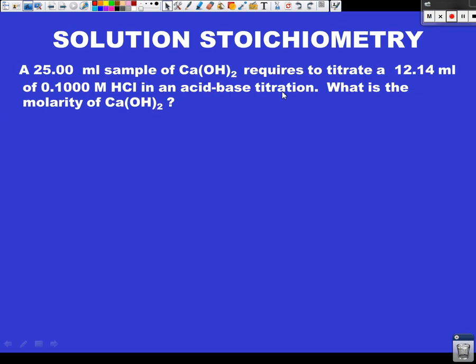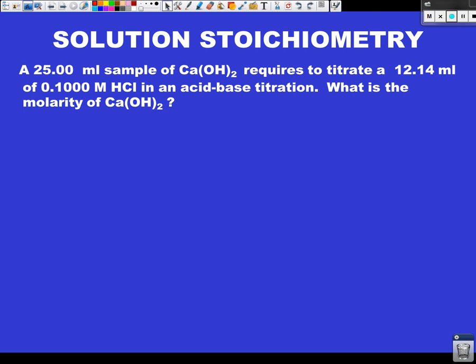Okay. All right, and then the last one: a 25 milliliter sample of calcium hydroxide requires 12.4 milliliters of 0.1 molar HCl to titrate in an acid-base titration. What is the molarity of Ca(OH)2? Again, what are you doing? You've got two volumes and one molarity, and you're looking for a molarity. So what would you be using?